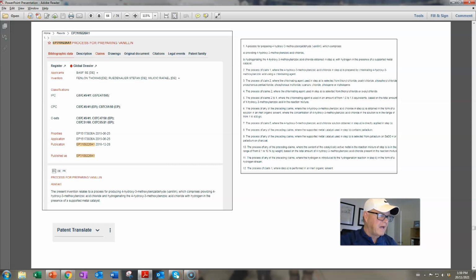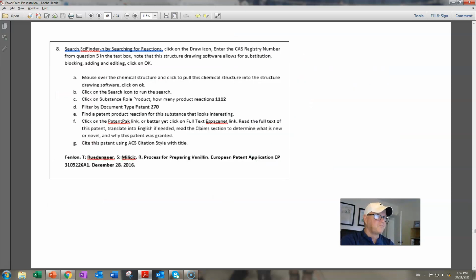On the bottom left, I have patent translate. A neat thing about ISPOSNet: increasingly a lot of the patents in the world are coming from Asian or non-English languages, like Chinese. And so it'll actually translate the patent in a way that you can read it and understand it as well. So we'll look at the patent, and you need to cite this patent. Just like citing articles or books, chemistry has its own way of doing this as well.